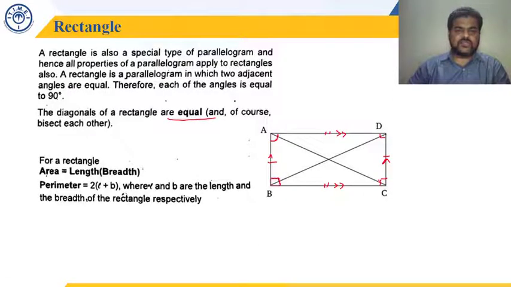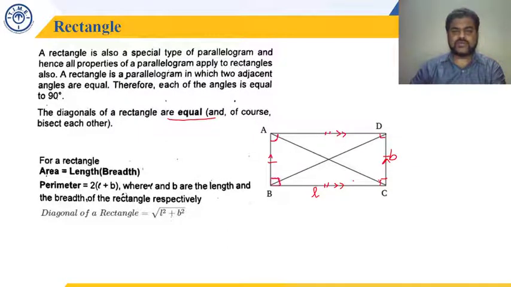So what is the area of a rectangle? This you already remember. Area of a rectangle is length into breadth. We know that. So let us say BC is length and CD is breadth. So area will be length into breadth, L into B, and perimeter will be twice of L plus B. Right? L is the length, B is the breadth of the rectangle. And how to get the diagonal of a rectangle? Square root of L square plus B square, where L is length and B is breadth. This is basically nothing but use of Pythagoras theorem. We can calculate the diagonal also if length and breadth are given. Fine. I hope the properties are clear.